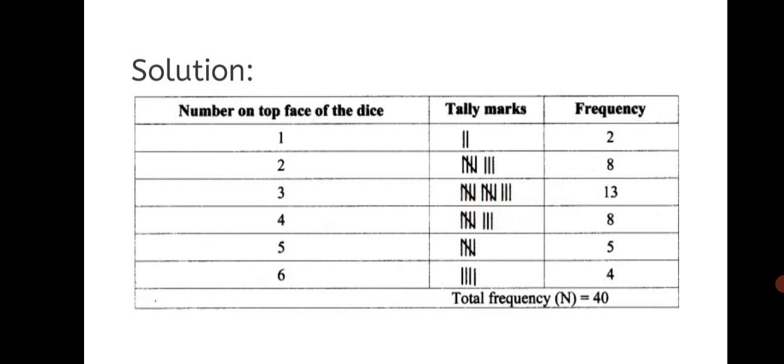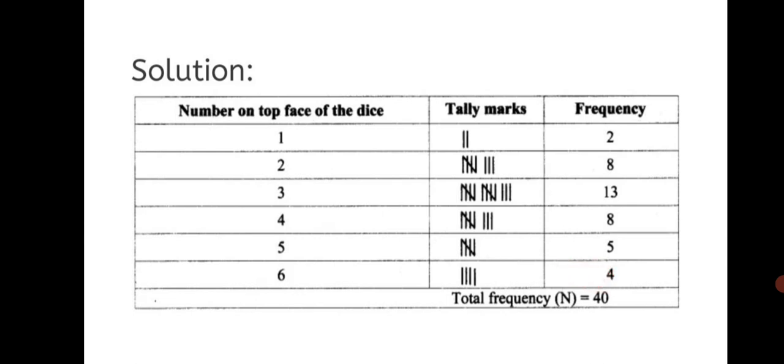So this way, what we have done in the solution: in the first column we have written the number on the top face of the dice from 1 to 6. Then the tally marks in the serial order from the question. Frequency is nothing but the total: 2, then 5 plus 3 is 8, 5 plus 5 is 10 plus 3 is 13, 5 plus 3 is 8, 5 and 4. Total frequency is the addition of the entire frequency, which we write as total frequency N is equal to 40.